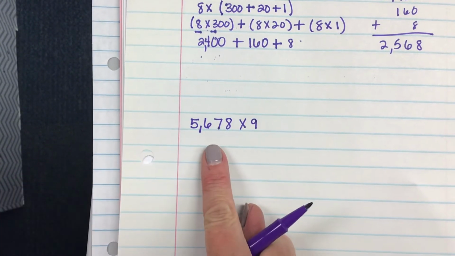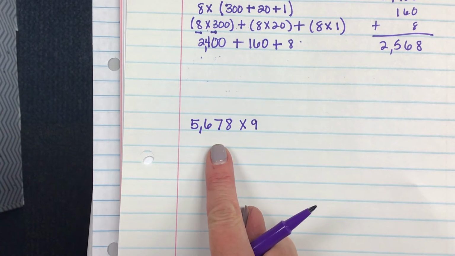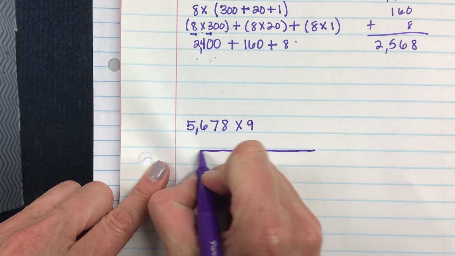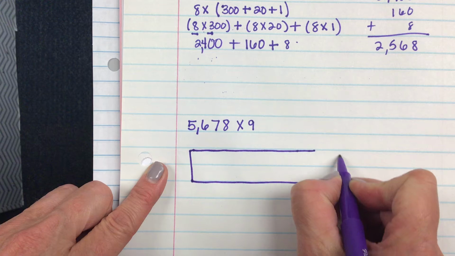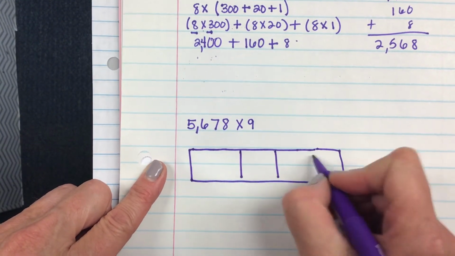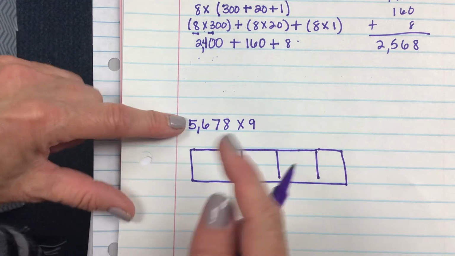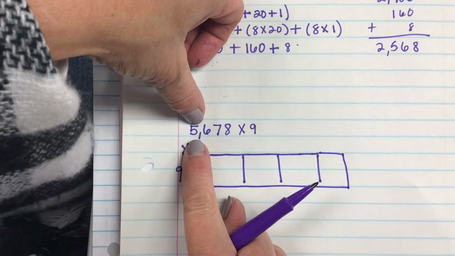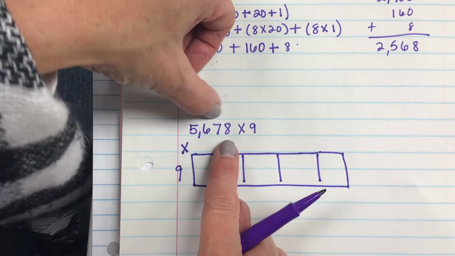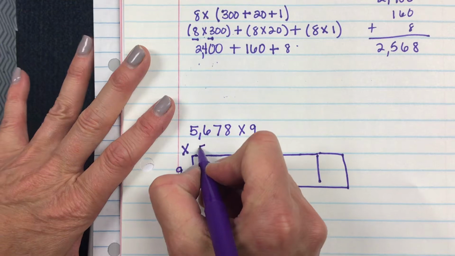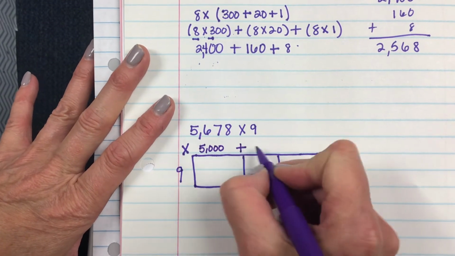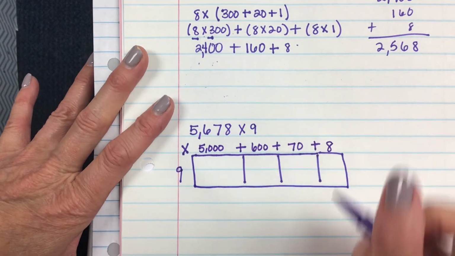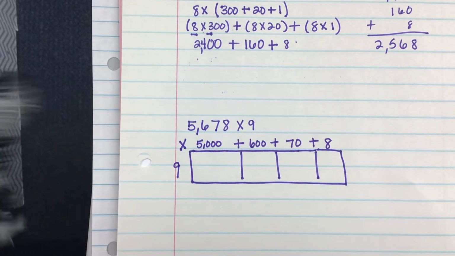Okay. So when I draw my area model, how many boxes do I need? 4. Okay, so I need 4 boxes. Okay, and then I'm going to put my 9 on the side. I like the X for the times. And then break this apart for me, please. Who can break it apart? Go ahead, Gary. 5,000. Okay, 600, okay, 70, okay. And 8. Very good. So now I have 4 multiplication problems.